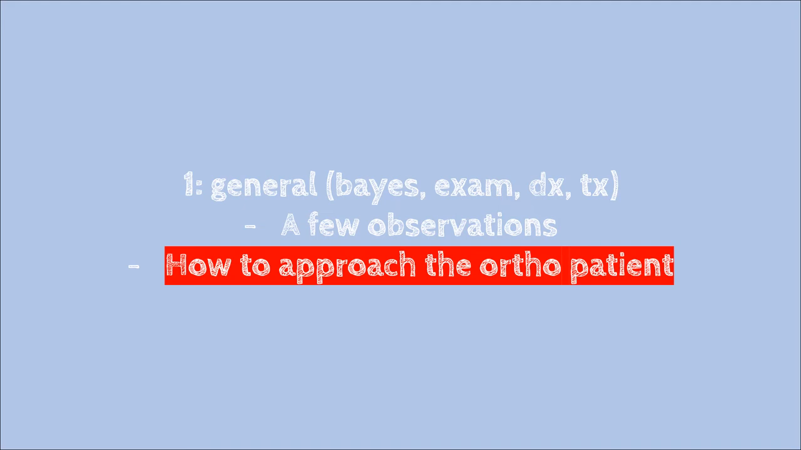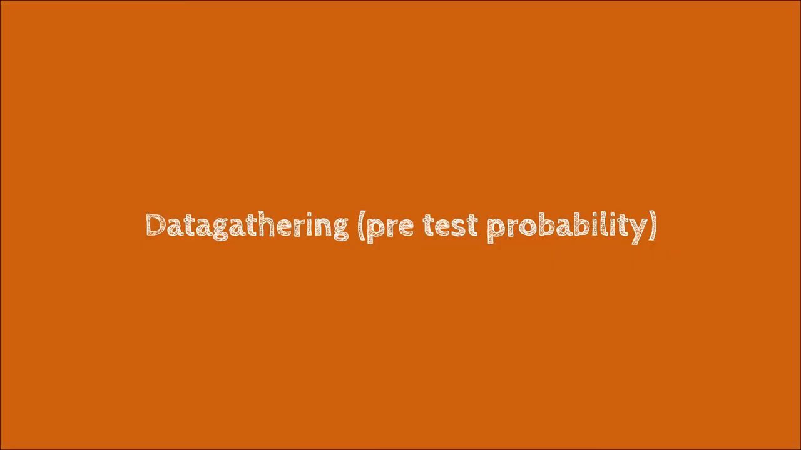Okay, so now we've gone through the few observations part of this, and now we'll go into the more specific how to approach the ortho patient. So let's start off with data gathering, how we build up our case, how we build up our pretest probability.